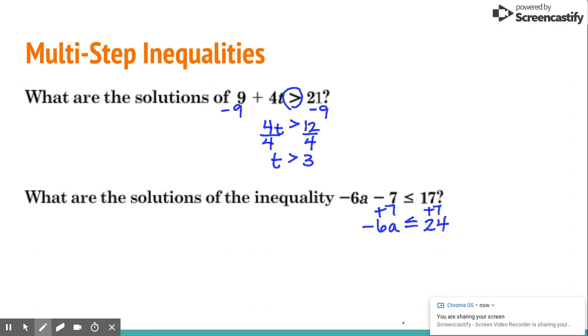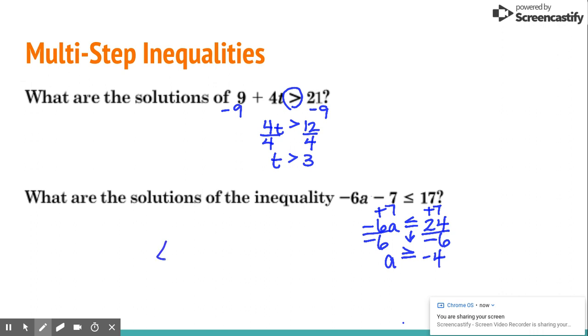Now the only difference between solving equations and solving inequalities is when you come across a step where you have to divide both sides by a negative number. So if you look here, if I need to get a all by itself, I need to divide both sides by a negative 6. So anytime you have to divide or multiply by a negative number, there's a little trick that you have to do, and you flip the inequality symbol. Notice it was less than or equal to, now it's greater than or equal to, and this turns into a is greater than or equal to negative 4.